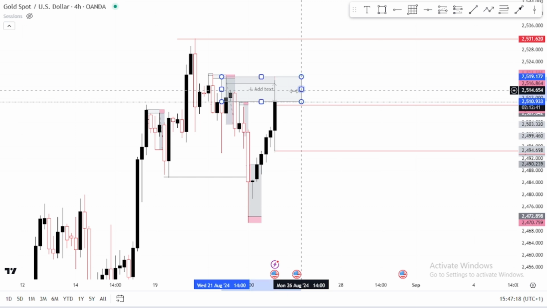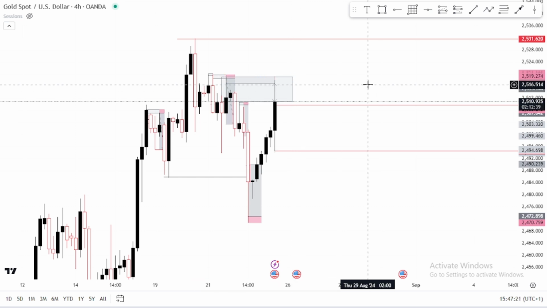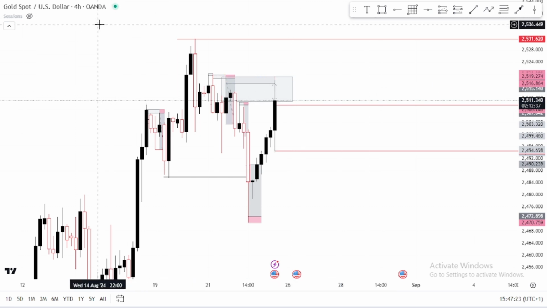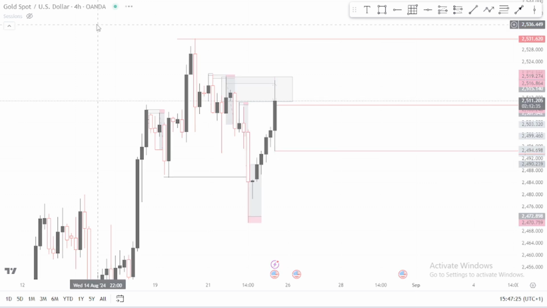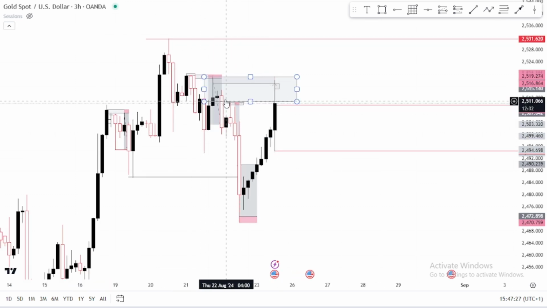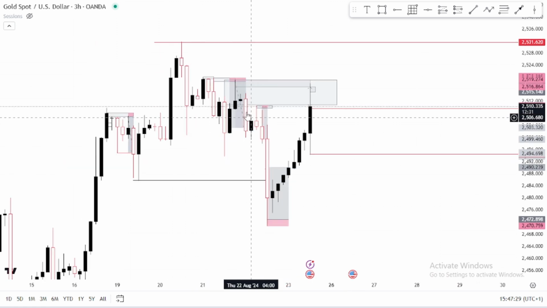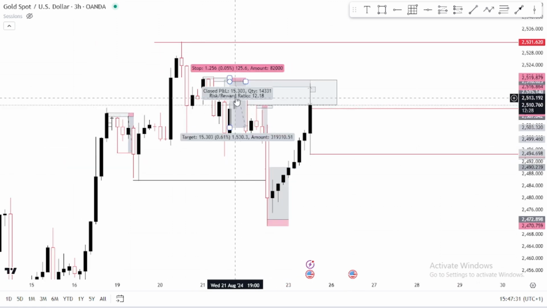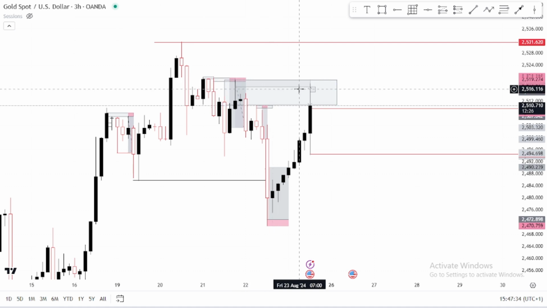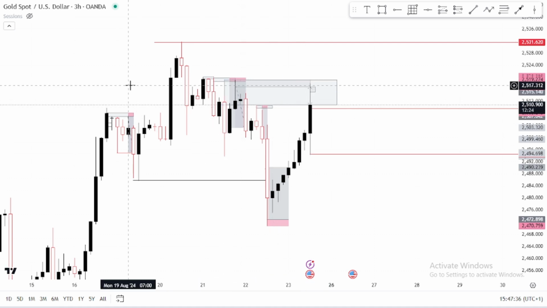Then if you go down, we're on the 4 hour time frame, the next time frame is the 3 hour time frame. On the 3 hour time frame, there's not much information right here. Price is still the same, like the order block inside this particular order block here. So there's not much information. Let's check the 2 hour time frame.